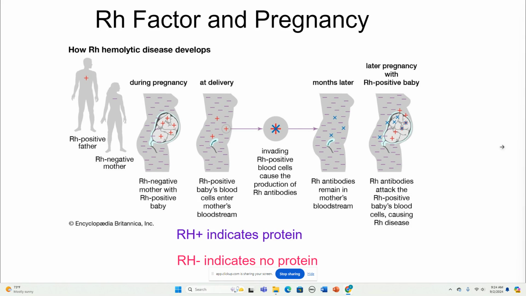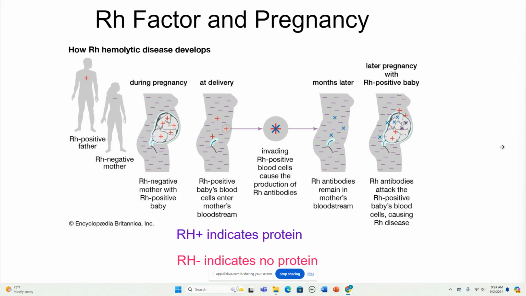Now, these Rh positive antibodies can attack her second baby. So if months later, once she's been sensitized, she gets pregnant again and her baby is Rh positive, again, she's still Rh negative, those Rh positive antibodies will go through the placenta and attack the baby. And that can cause Rh disease or hemolytic disease of the newborn and start to clump and cause reactions similar to transfusion reactions in the baby's circulatory system.